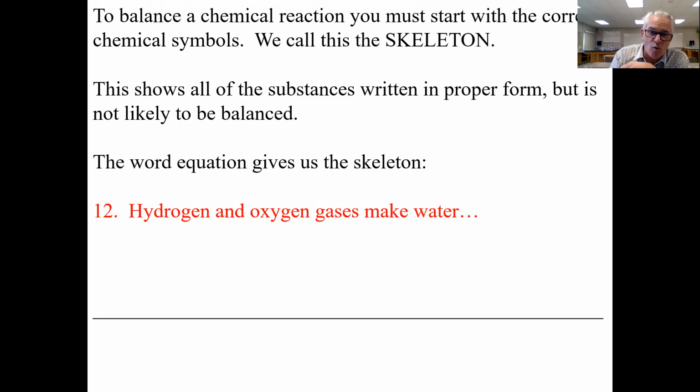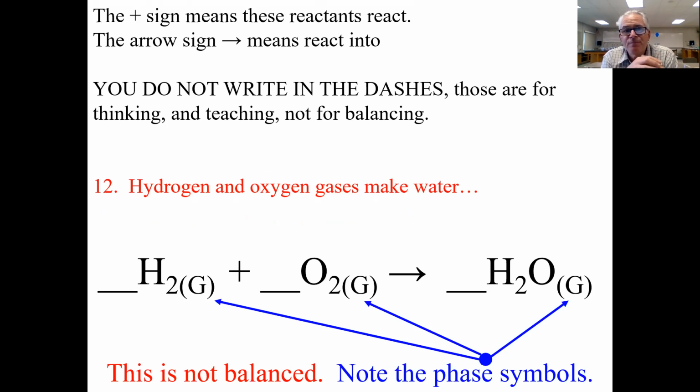And what's the formula for water? You knew that. H2O. The plus sign means the reactants combine and they react together. The arrow means they turn into. It's kind of like an equal sign. This equals that. You don't write the dashes in. I have these dashes here so that we can balance the equation soon.